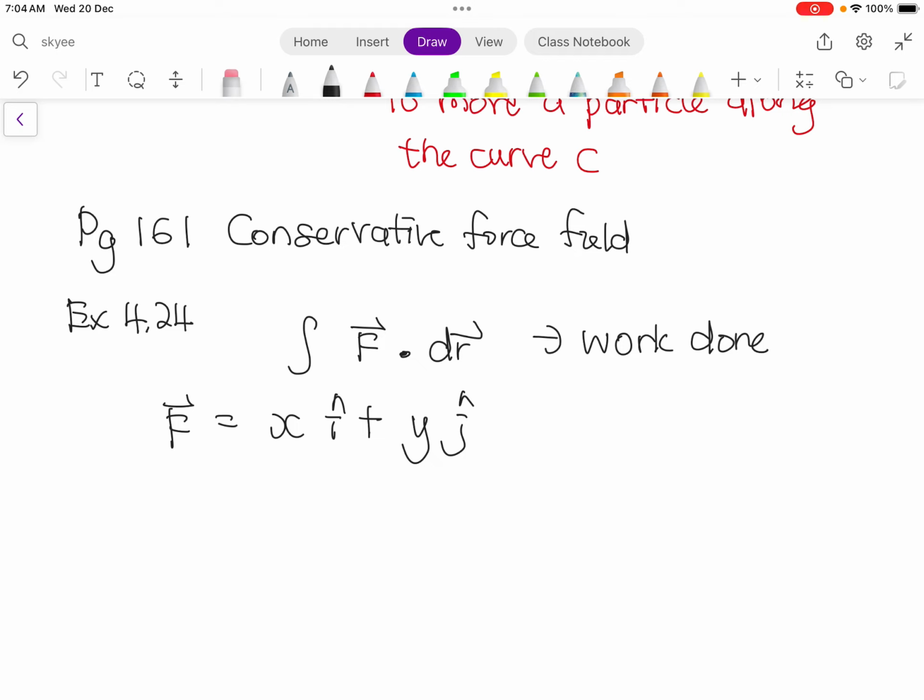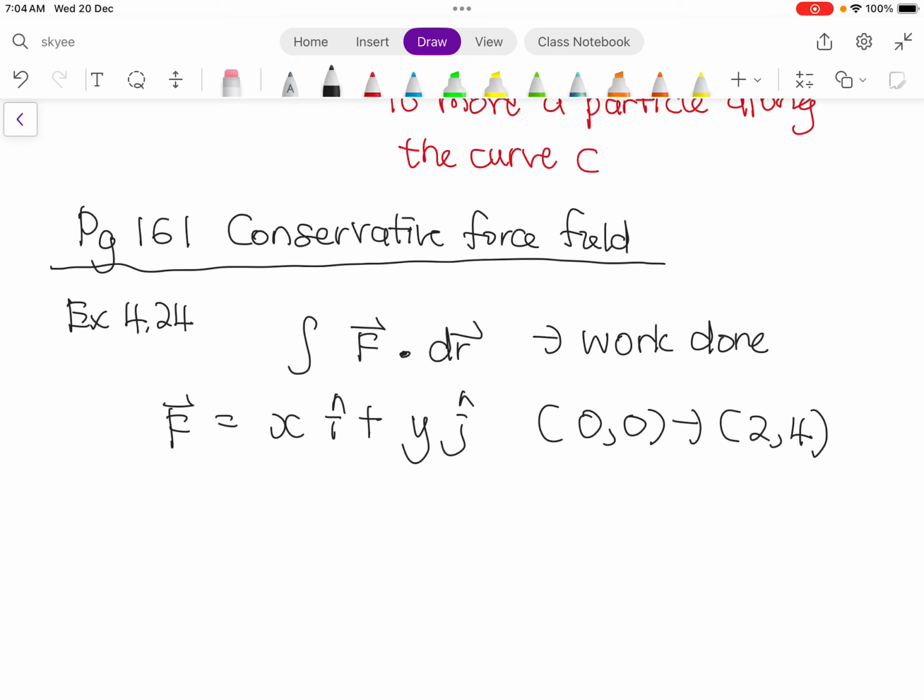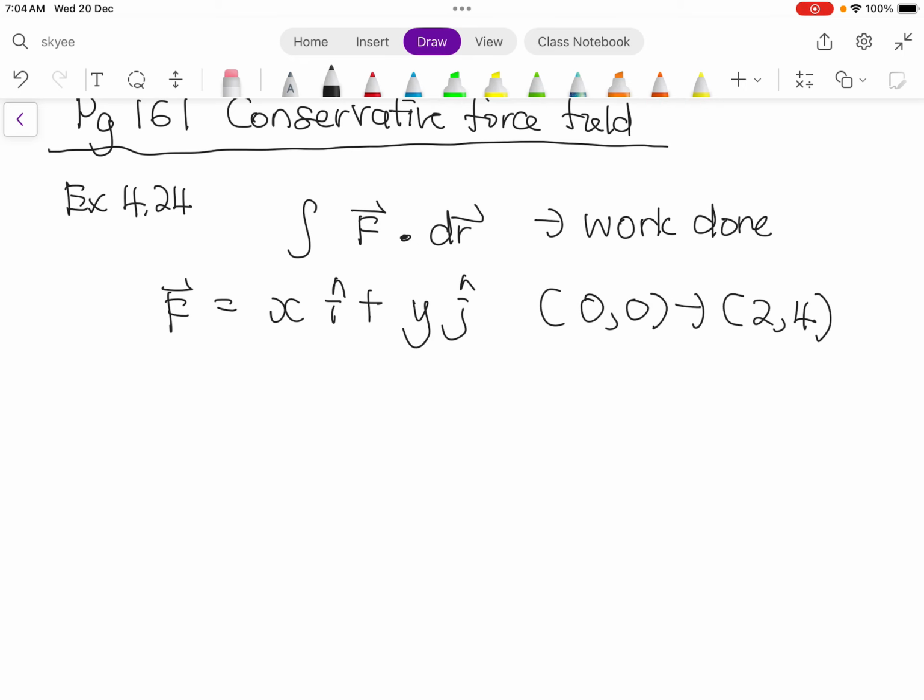When the particle moves from 0,0 to 2,4, using different paths and different curves, quite similar to the line integrals of scalar field, you have three options, three curves. We look at curve 1. Curve 1 is a straight line, you can see from the diagram, joining 0,0 and 2,4. They give you the straight line equations already.